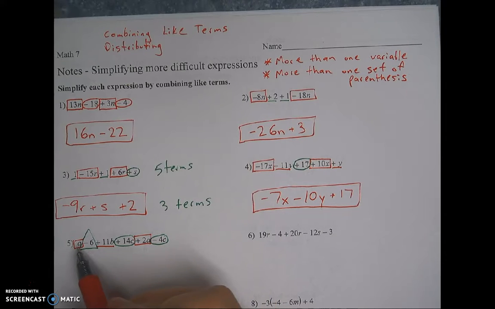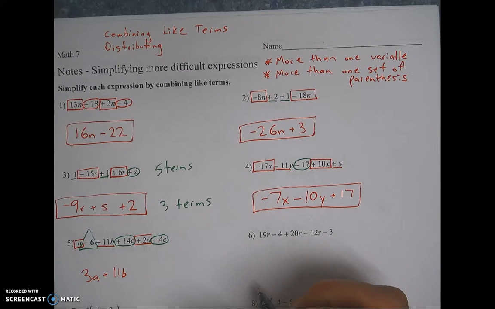So it needs to be alphabetical order. I'm going to start with my A's. I have a 2A here, and this is a 1A. So altogether, that's 3A. When I look at my B's, I've only got 1. So there's nothing to combine it with. It's just going to stay. So 11B. Make sure your B doesn't look like a 6.